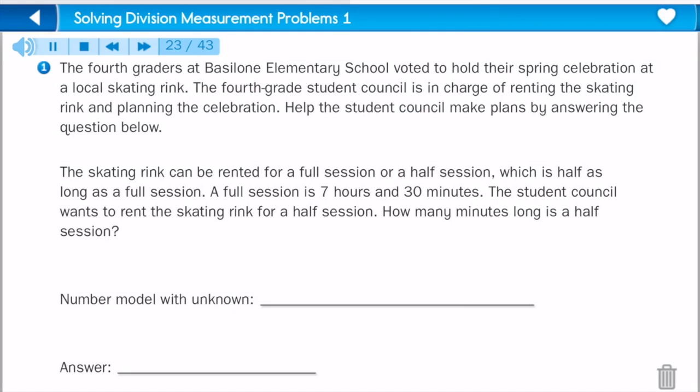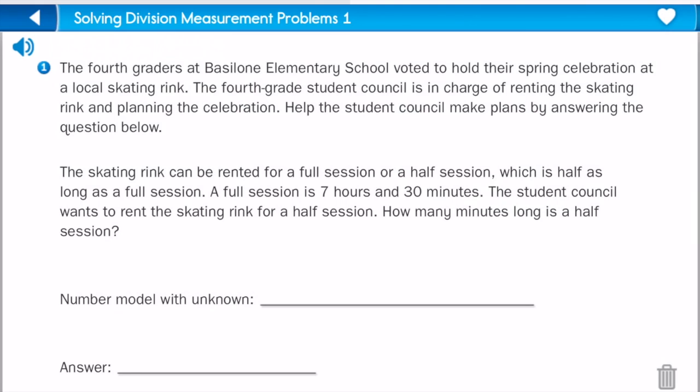The skating rink can be rented for a full session or a half session, which is half as long as a full session. A full session is 7 hours and 30 minutes. The student council wants to rent the skating rink for a half session. How many minutes long is a half session? Number model with unknown. Answer.